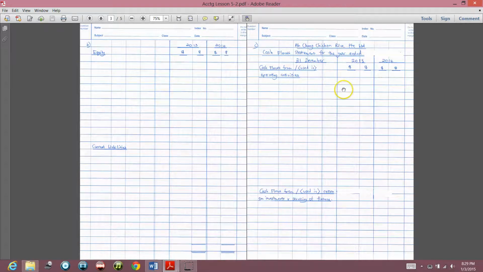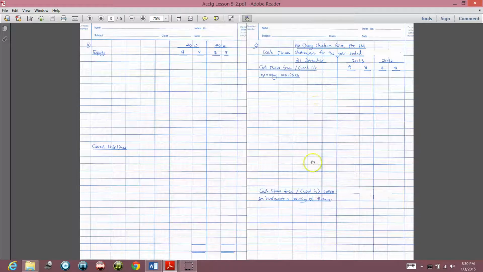Then this one, cash flow statement. Look carefully and follow me. For cash flow statement, I will do cash flow from slash bracket used in operating activities, and I underline. So here, Ah Chong Chicken Rice Private Limited, cash flow statement for the year ended 31st December 2013, 2014. Follow me with all the titles and the layout like this.